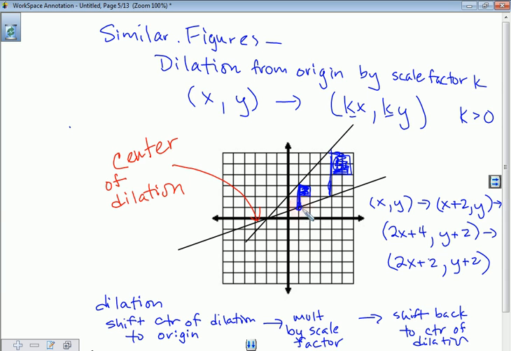Let's see if that would work. This point is the point 1, 1. So if I plugged in 1, what do I get out? 4. If I plug in 1, what do I get out? 3. Wait, shouldn't it be just 2y, not 2y plus 2? Thank you. So I get out 2. And that's the right point now.